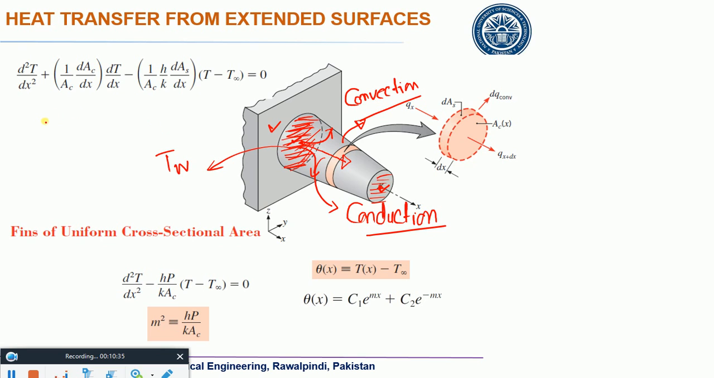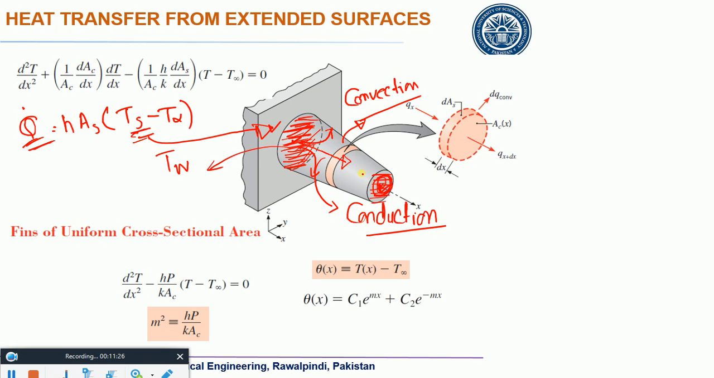Is it clear? Now the point is, what is the principle? Principle says that Q dot equals h A_s (T_s minus T infinity). Now if you look at this cross section, this T_s is there. Now this temperature would be lower than this T_s. Do you understand that? I am talking about this temperature, which would be lower than this T_s. Right, that's why heat is flowing from this side to this side. Now if this temperature is lower at this point, it means that this Q dot would start becoming smaller as you go from this point to this point.